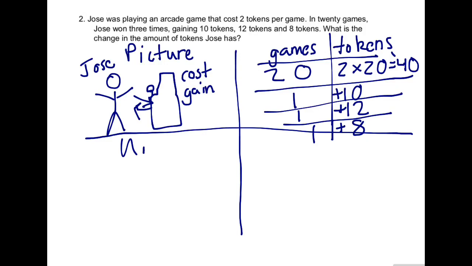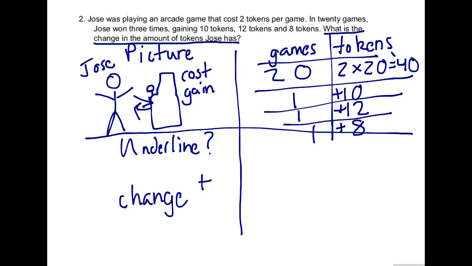Now I'm going to underline the question and make sure I understand what's being asked. I'm going to read through the problem one more time. Jose was playing an arcade game that cost 2 tokens per game. In 20 games, Jose won 3 times, gaining 10 tokens, 12 tokens, and 8 tokens. What is the change in the amount of tokens Jose has? So the major thing I'm looking for is the change, whether that be positive or negative.